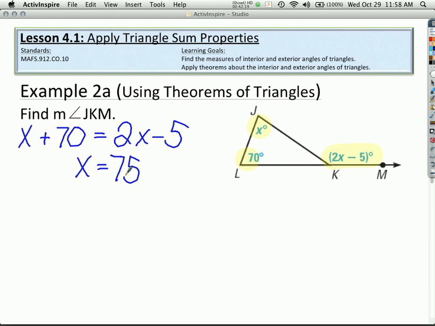So x is 75, so now we know that this is 75 degrees, but we also know that 75 can go in there, and that's what we were asked for, this angle right here. So 2 times 75 minus 5, what is the measure of angle JKM? What does it come out to, Nathaniel? 145 degrees.